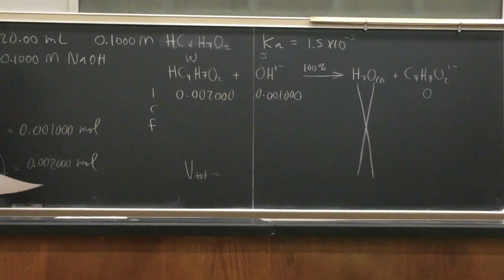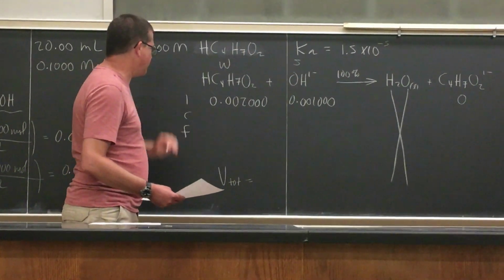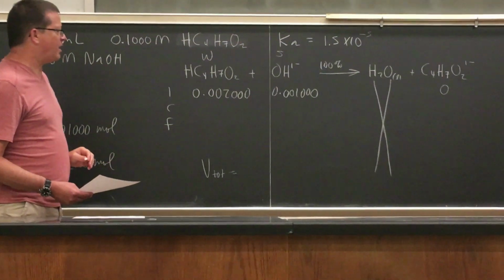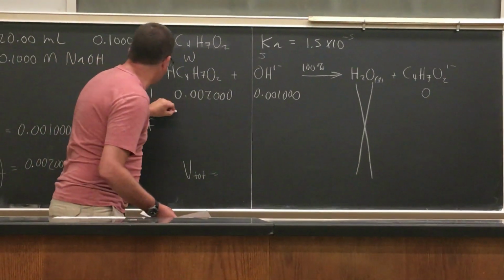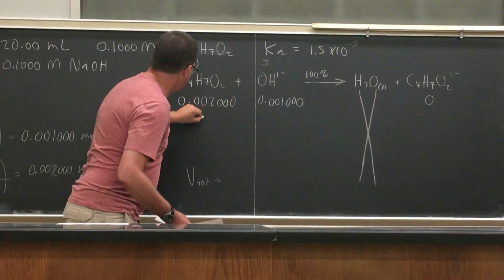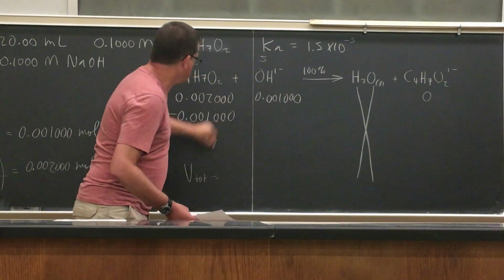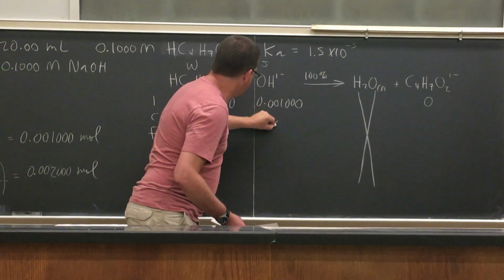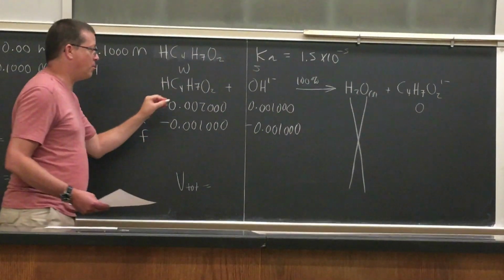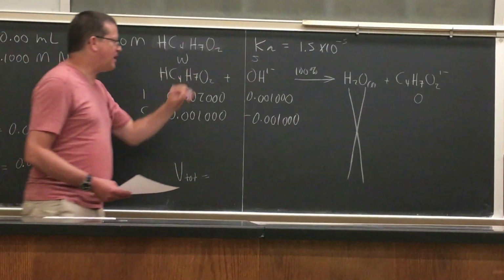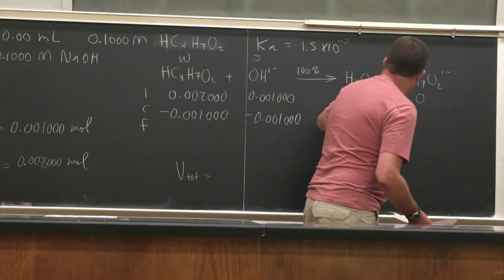So this reaction has to go to the right. We know it's going to go 100% to the right, so we have to look for a limiting reactant. Looks like our limiting reactant is going to be hydroxide. So we're going to lose 0.001000 moles on our reactant side, and we're going to gain that amount on the product side.